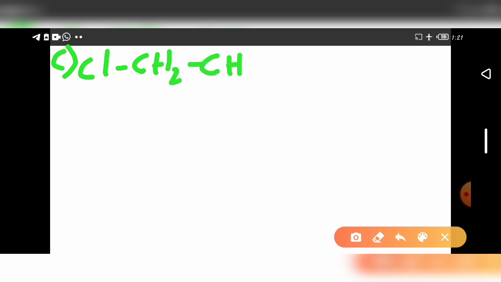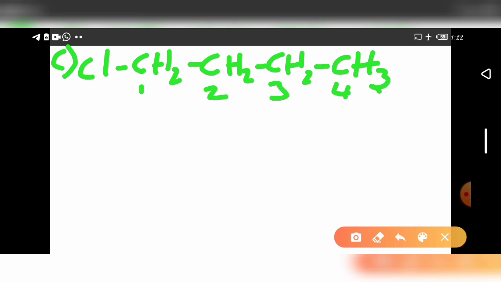Next you see third question, option C. Cl CH2 CH2 CH2 CH3. How many carbons are there? 1, 2, 3, 4 carbons. So meth, eth, prop, but. So the first step is, the root word is but.